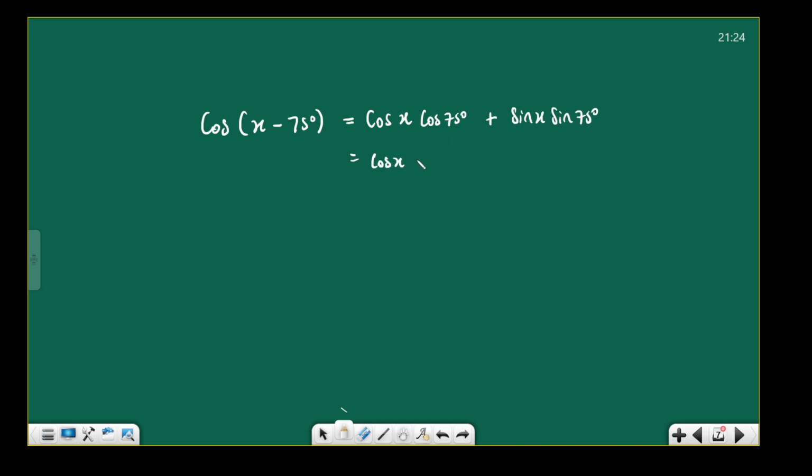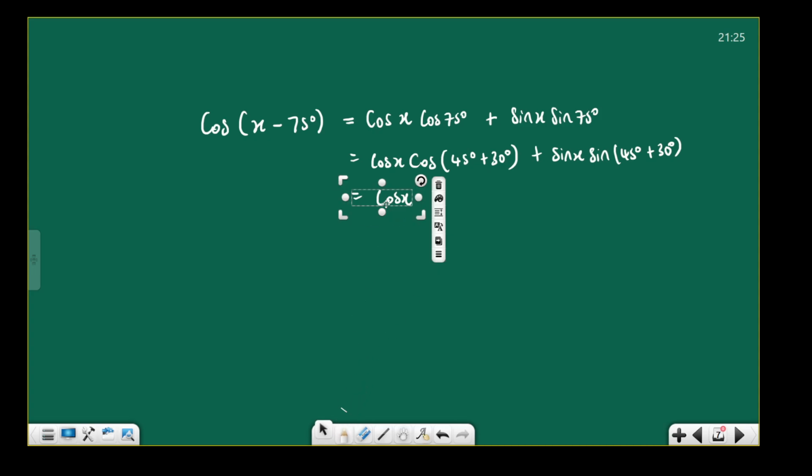So that cos 75, I can write it as cos of maybe 45 degrees plus 30 degrees. Remember, if you say 45 plus 30, you get what? 75. So same thing here, guys. That sine 75, I would write it as sine of 45 plus 30 degrees. Okay, then from there I can simplify. I can say, okay, I still have cos x. Now cos 45 and 30 there, now it's gonna be a bit long. Let me just write it here.